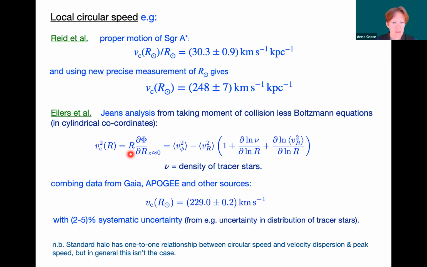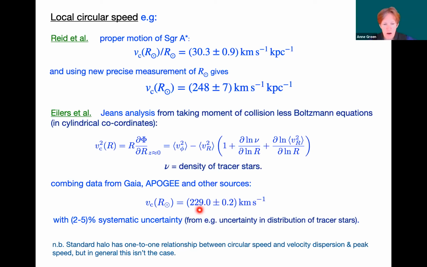And remember, the circular speed is determined by the slope of the potential evaluated in the disk where we live. We end up with an expression for that in terms of things that can be measured: the mean of the various components of the velocities of anything that's living in the potential, and then their density, which is new here. So the idea is you look at stars that are tracing the potential, you measure how fast they're going, you work out their density, and then pop it in the right hand side here, and out comes a measurement of the local circular speed.